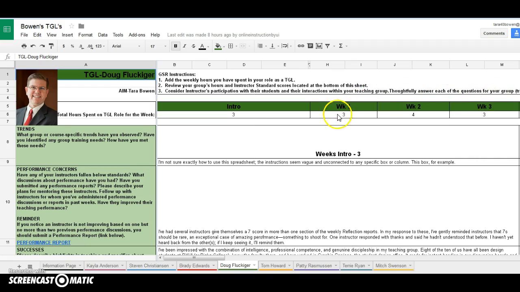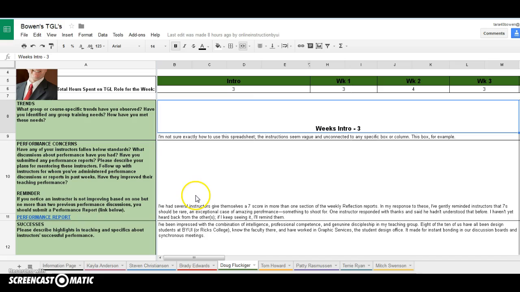You thoughtfully answer each of the questions. So question 1: what group or course specific trends have you observed? Have you identified any group training needs? How have you met these needs? So there was a weird space here. When I wrote mine, I just went, you know, blah, blah, blah, and I just did it in that bigger space. So for the next time you do these GSRs, just use the bigger space, I guess, and answer these questions about trends.